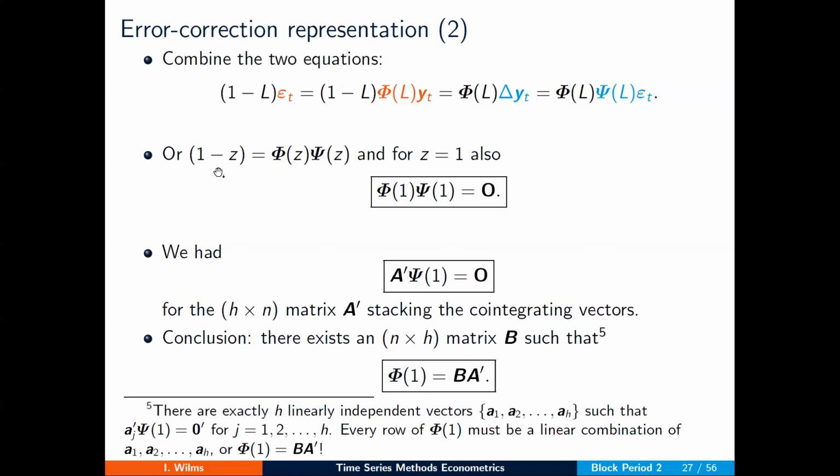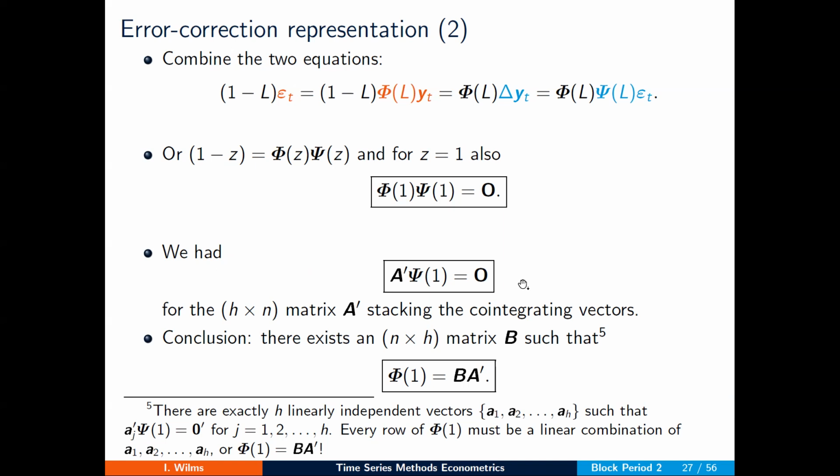Now, alternatively, making use of z instead of the lag operator L, I obtain that 1 minus z needs to be equal to the product of these two lag polynomials over here, because these are the terms in front of epsilon t. And that for all values of z. So it also needs to hold for z equal to 1. And when I plug this in to my expression, I arrive at the expression in the box. Now, what do I conclude from this?